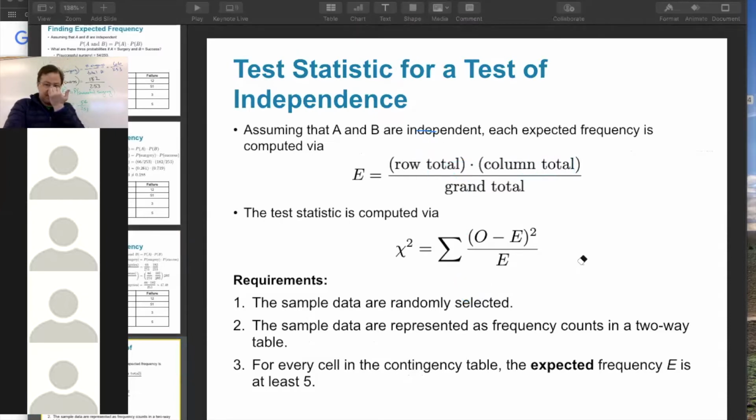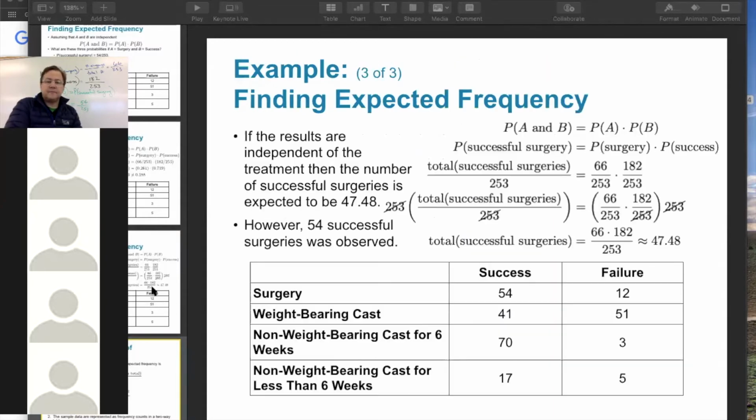All right. So assuming that A and B are independent, the expected value can be computed by taking the row total multiplied by the column total divided by the grand total. If I go back to the previous slide, the 66 was the row total: 54 plus 12 is 66. The 182 is the column total: 54 plus 41 plus 70 plus 17 is 182. And the 253 is the grand total. And that's where that expected number came from.